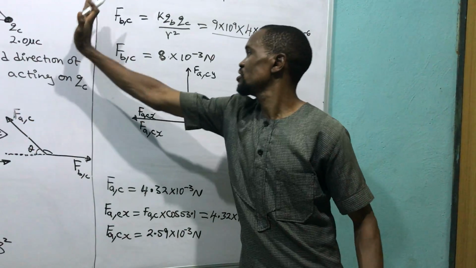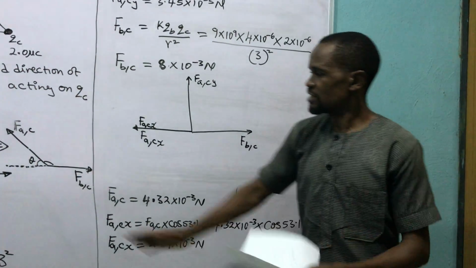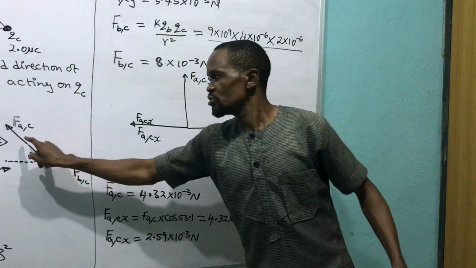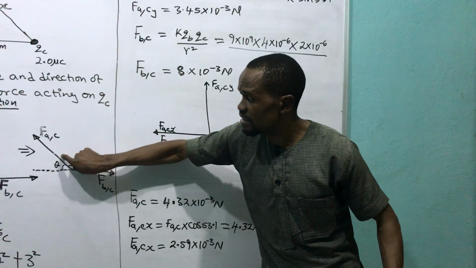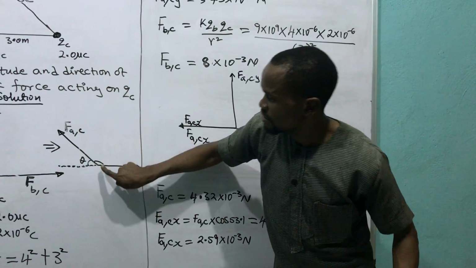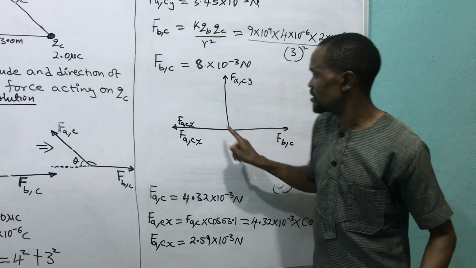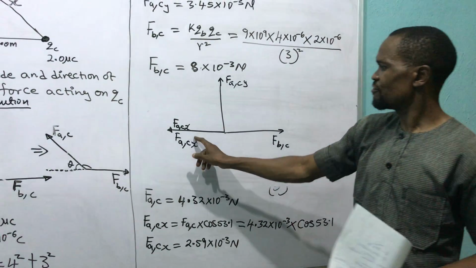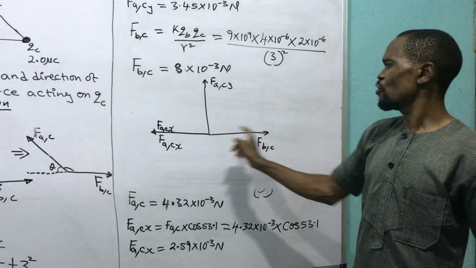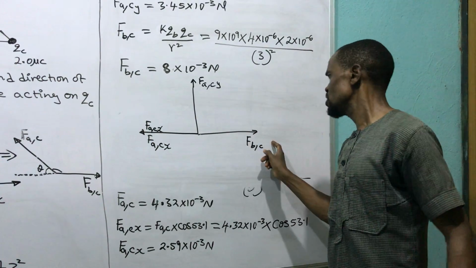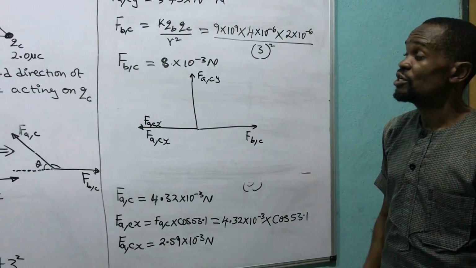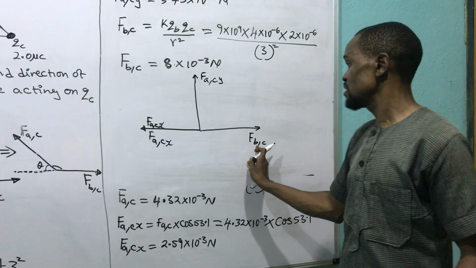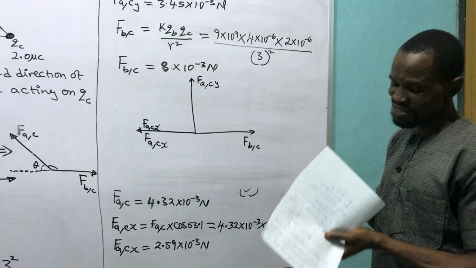This one will be resolved horizontally and vertically. Look at it, vertical, horizontal. Then what do we have for this one? You will see that these two forces are moving in opposite directions. This and this are moving in opposite directions. And since they are moving in opposite directions, this minus this depends on the one that is greater than the other.